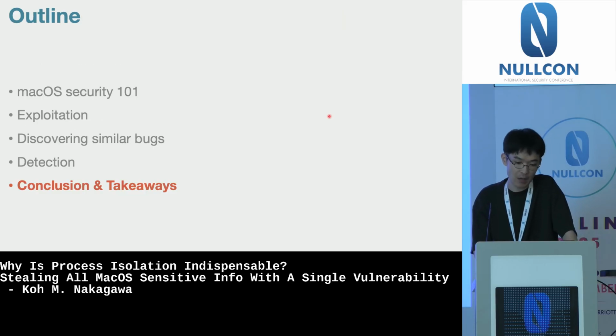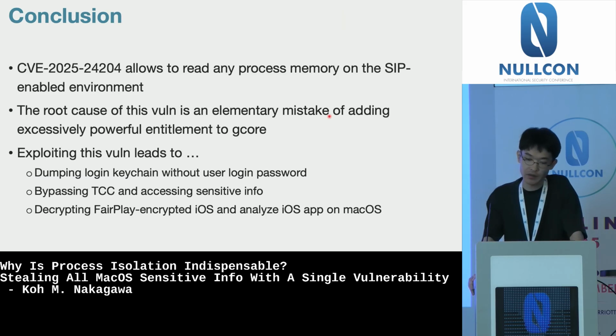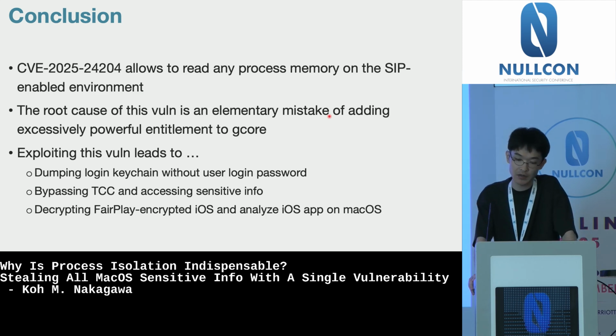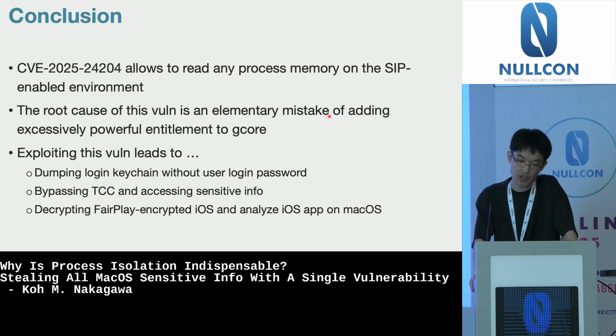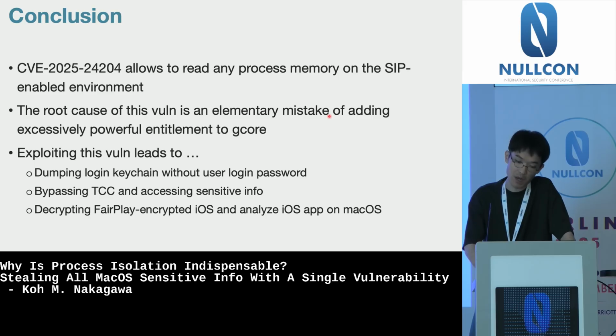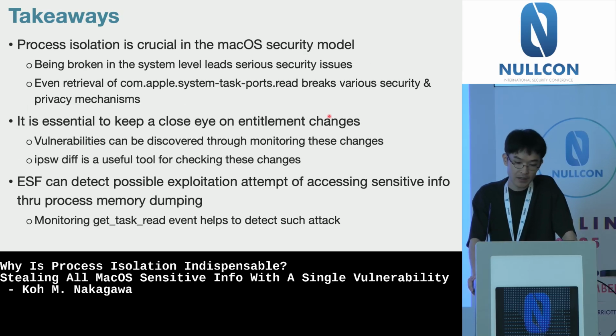So let's wrap up. Today I covered a serious vulnerability that allows reading arbitrary process memory on a SIP-enabled Mac. The root cause was a simple but critical mistake: adding an excessively powerful entitlement to gcore. I've explained that exploiting this vulnerability can lead to dumping the login keychain, bypassing TCC, and decrypting iOS apps on macOS. Here are the key takeaways.